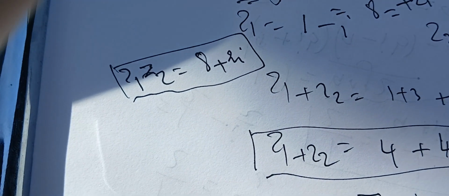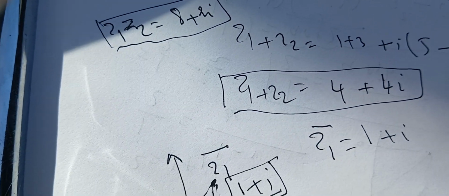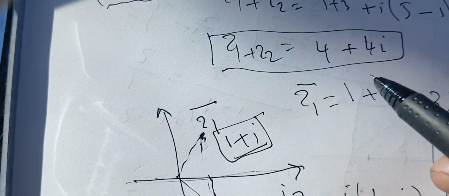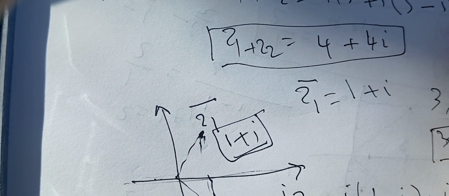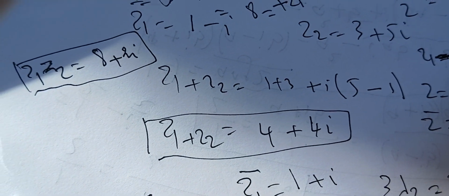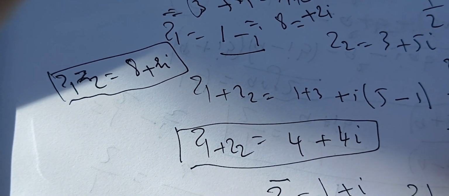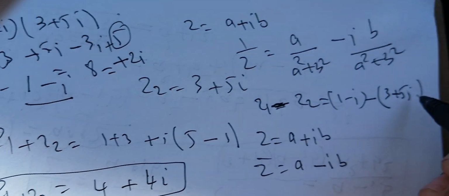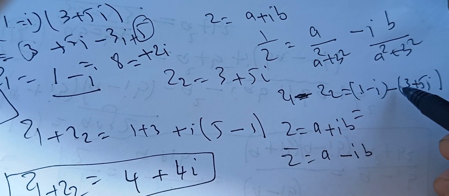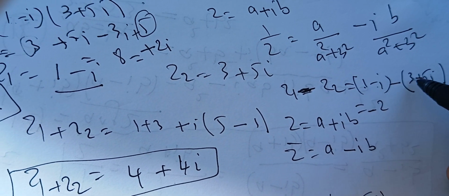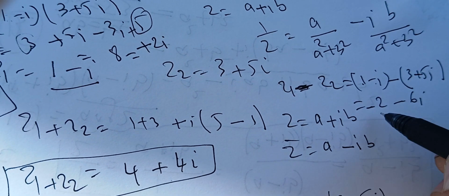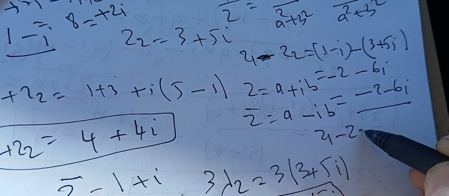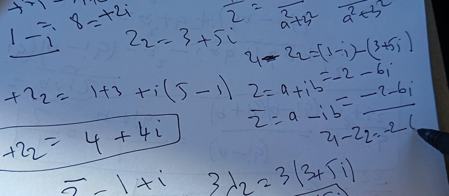What else do we need? Subtraction. Yes, we can do subtraction. It's the same thing as addition, except we have a minus. So z1 minus z2 is 1 minus i minus 3 plus 5i. So 1 minus 3 is minus 2, and minus i minus 5i is minus 6i. So we have minus 2 minus 6i. So that's z1 minus z2: minus 2 minus 6i.